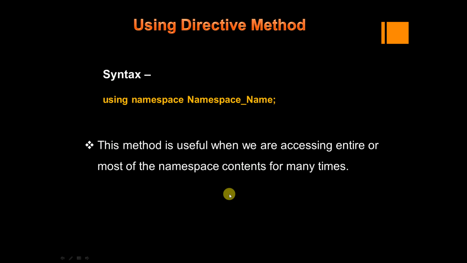For example, you have one namespace with a lot of data members and function members inside it, and you want to use all of those, or most of them, many times. Maybe 50 times, 100 times, or 1000 times you want to reuse them. During that time, this directive method is advised.